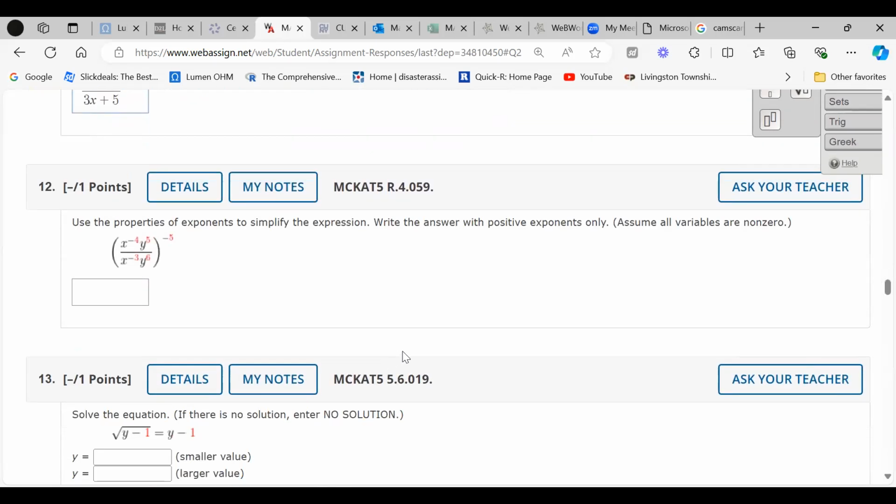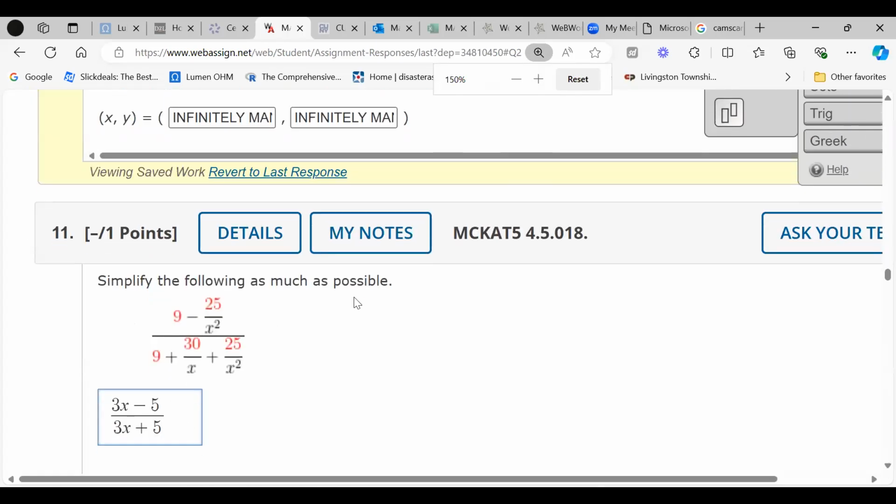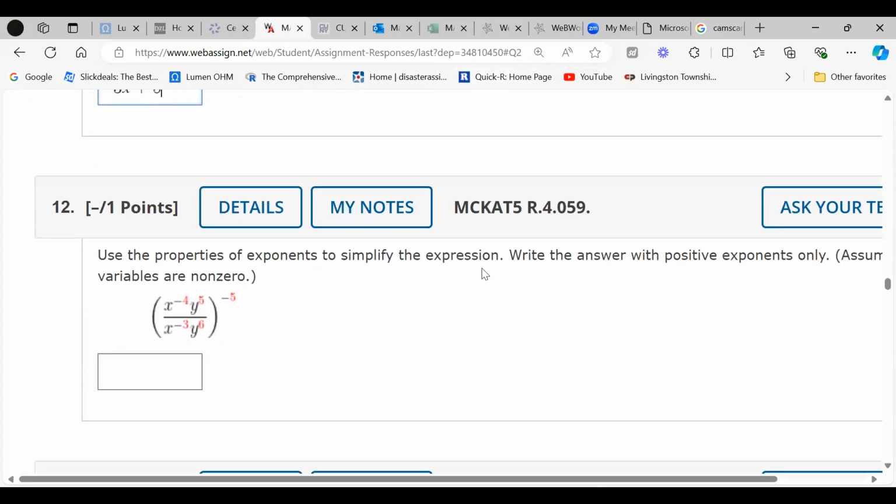Now let's look at question 12. Actually, use the properties of exponents to simplify this question here. You can try this really quickly.